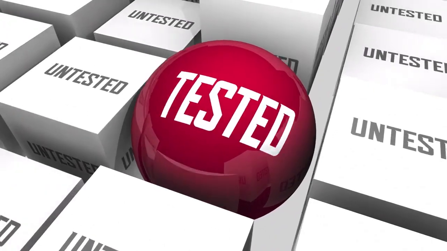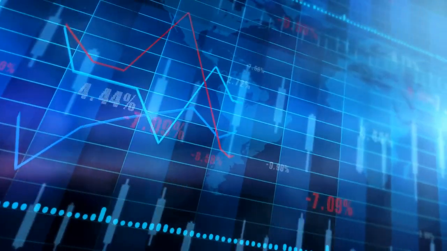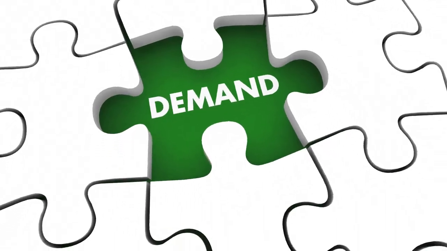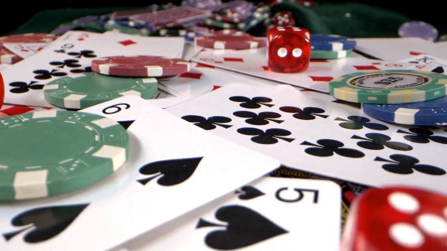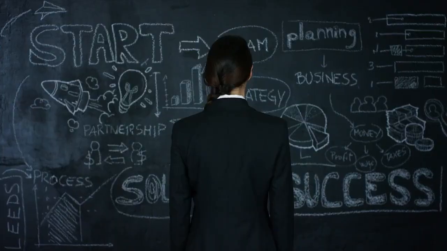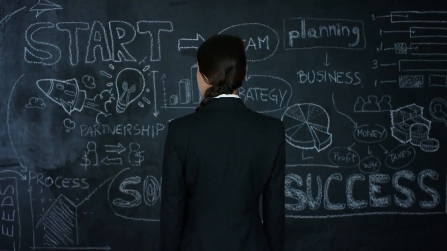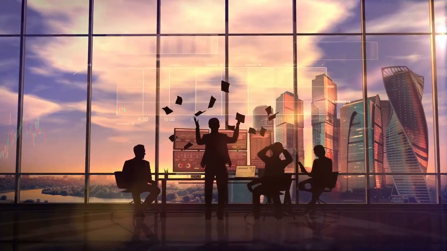Now you know the 3-step formula that I've backtested thousands of times. Market structure. Supply and demand zones. Risk to reward. Master these, and you'll stop gambling in the markets and start trading with precision. But here's the thing. This strategy only works if you stay disciplined. The second you start cutting corners, it's game over. So, are you ready to commit to this?